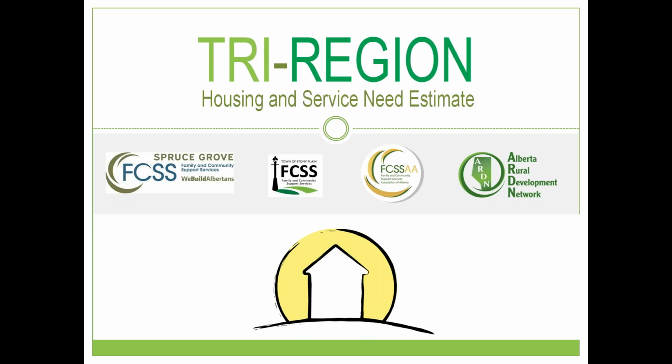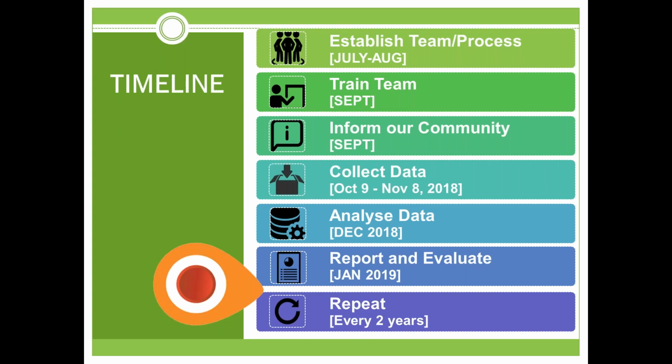In the fall of 2018, our tri-region area of Spruce Grove, Stony Plain, and Parkland County completed the Rural Homelessness Estimation Project using the ARDN step-by-step guide to estimate rural homelessness. Our community's project spanned over a 6-month period. We started our project in July of 2018, and we are now in the final stages of data cleaning and analysis, and will soon be releasing our full community report. We feel that the 6-month timeline as presented here was sufficient for successful implementation.